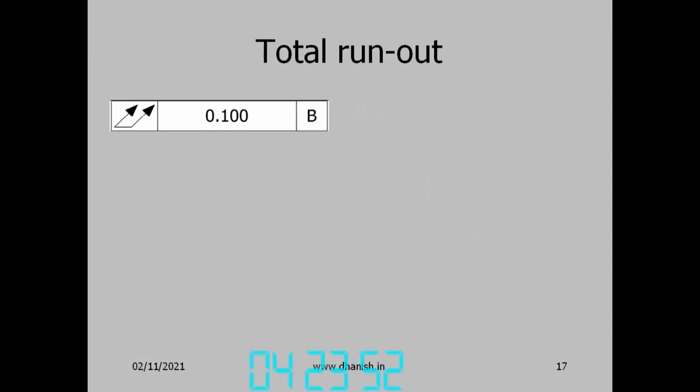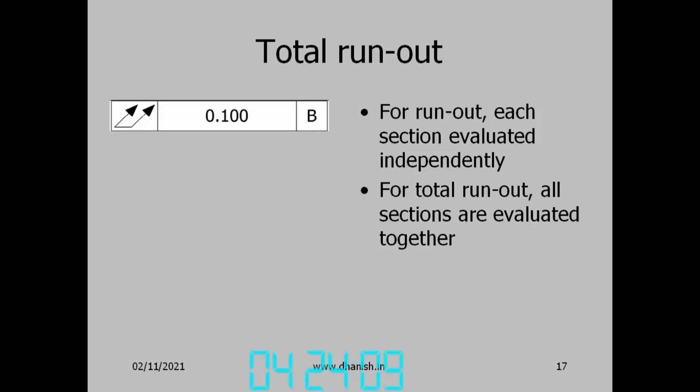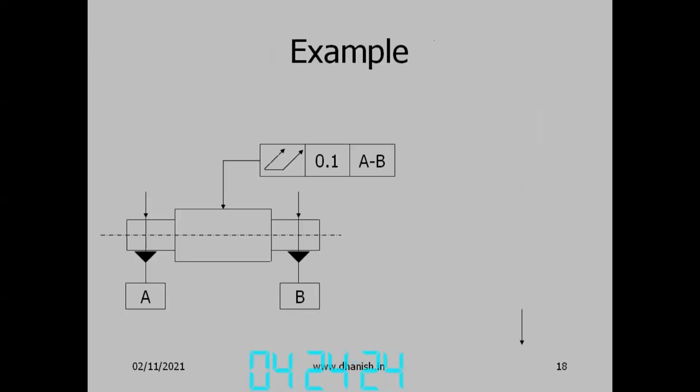And finally, we have total runout. So this is the three-dimensional view. Single arrow, how is it? At a section, we have a single arrow, with section vector plus along the axis. So for runout, each section is evaluated independently. For total runout, all sections are evaluated together. So this is a composite tolerance combining circularity, cylindricity, and coaxiality.